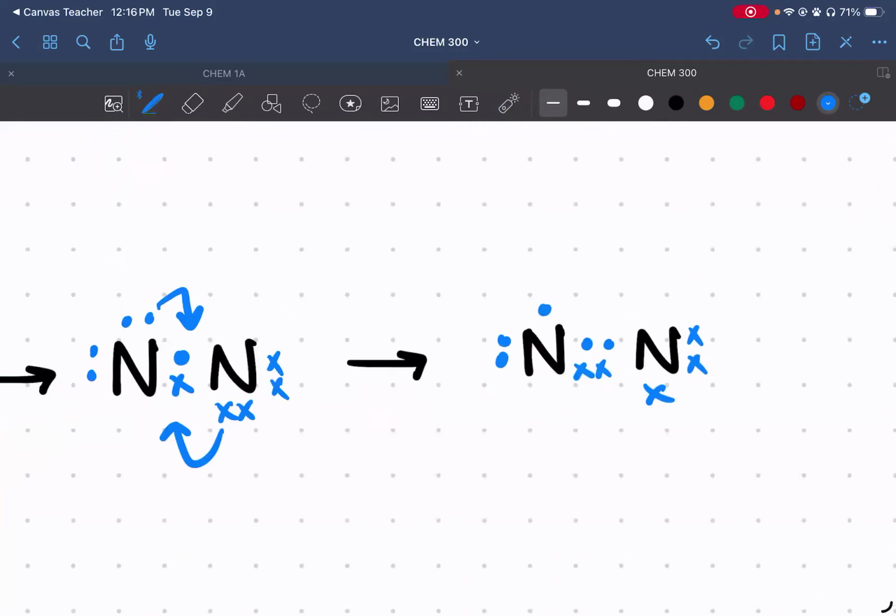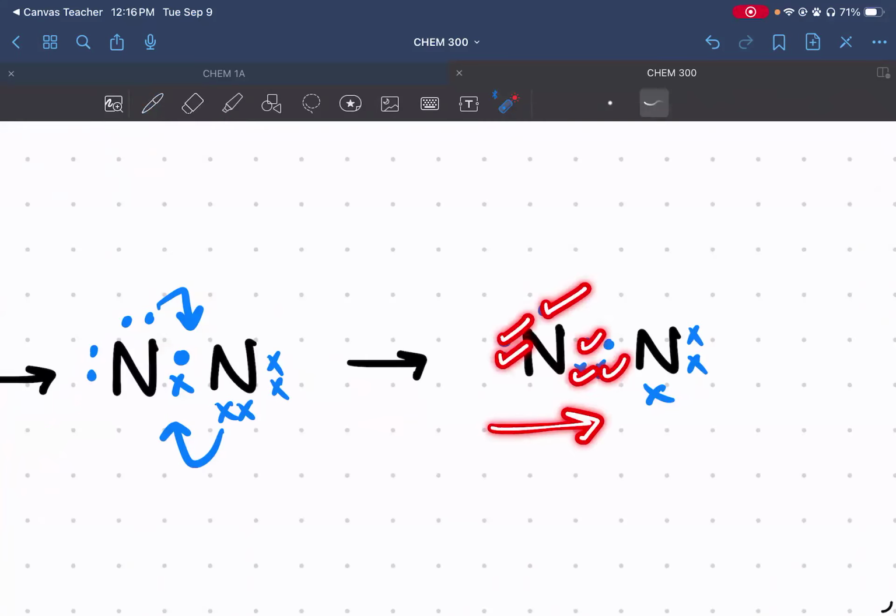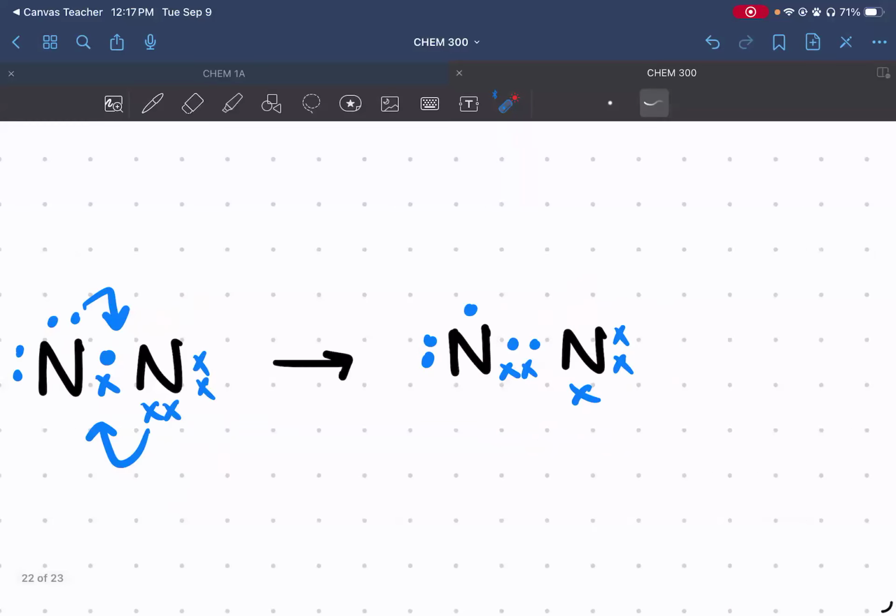All right, same idea, same approach. Let's count from the perspective of the left nitrogen. It has access to 1, 2, 3, 4, 5, 6, 7. The same thing can be said for the right nitrogen. Okay, so we're still not fully satisfied just yet. Guess what's going to happen? Another sharing will take place.